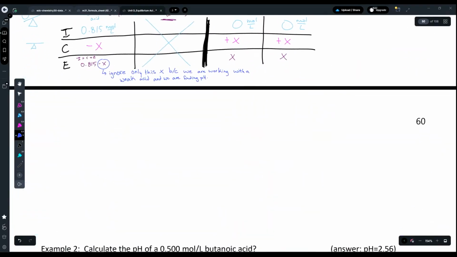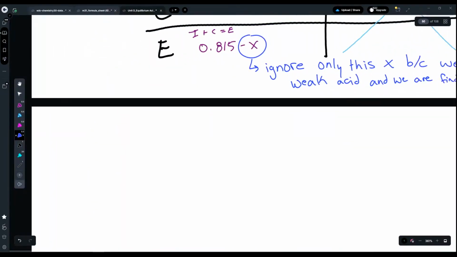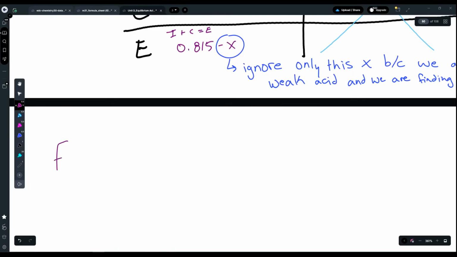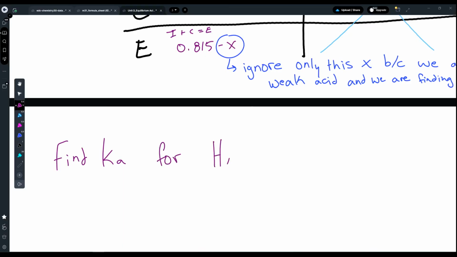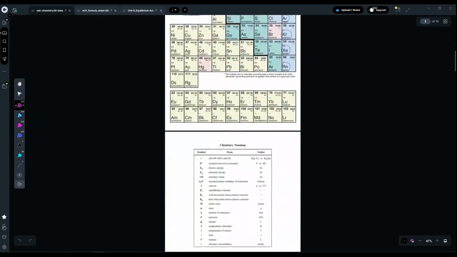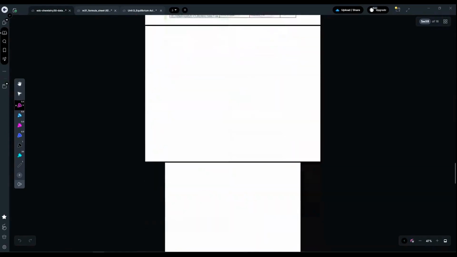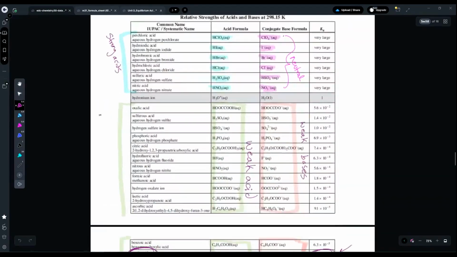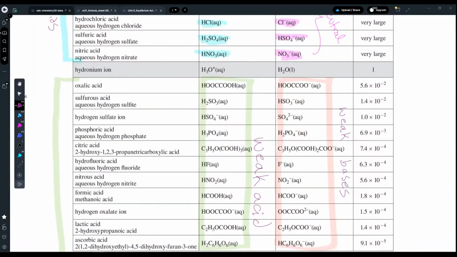Okay. So find Ka for our weak acid, nitrous acid. If I go to page 8 and 9, let's find nitrous acid. So it's right here.